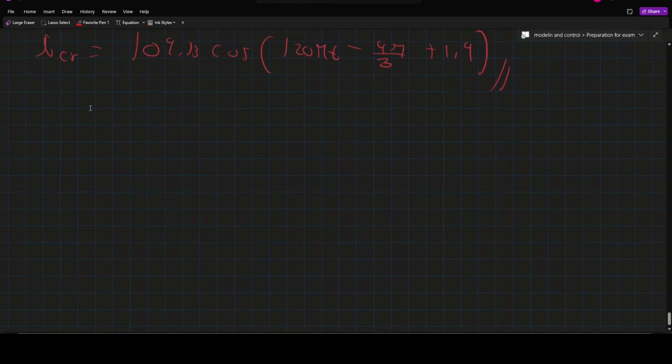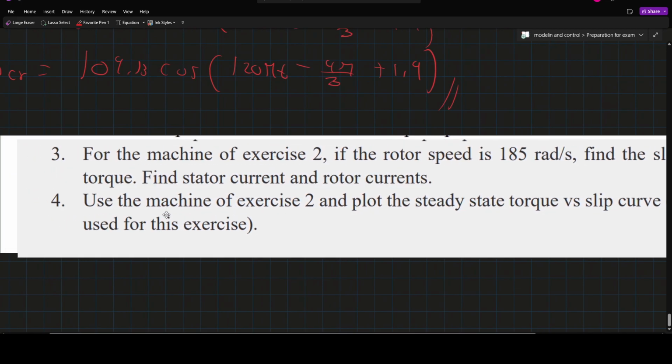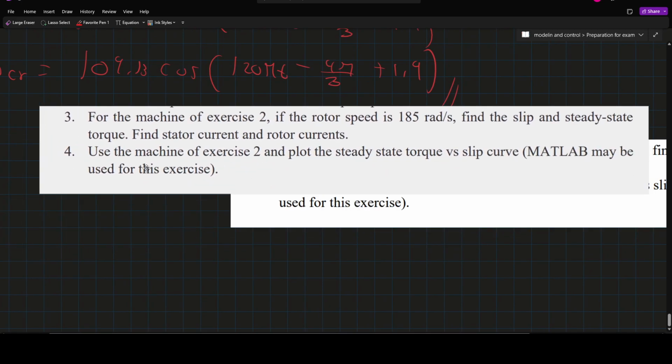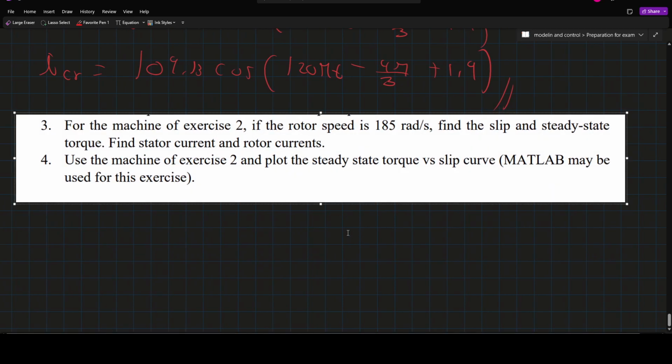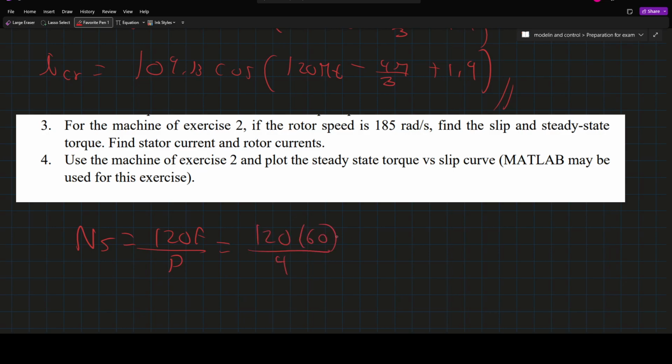Okay, so for the next one, for the last exercise, we said that we have a rotor speed of 125 radians per second. Find the slip and the steady state torque. So we know that our synchronous speed is 120 times frequency over the number of poles. So we have 120 times 60 hertz over 4 poles. This gives us 1800 RPM.